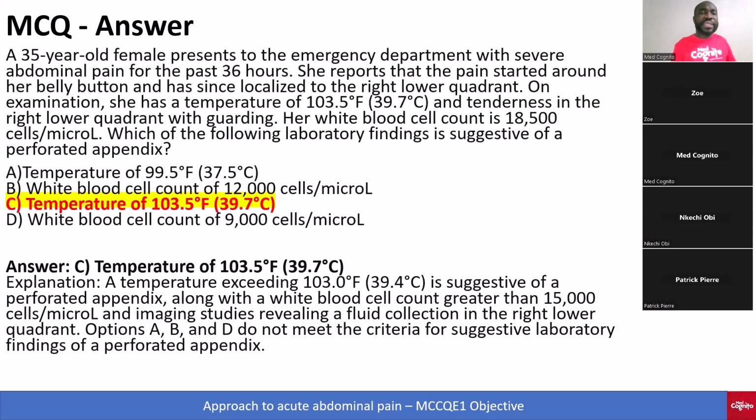Okay, I think we've hit it. So the answer is C. A temperature which exceeds 39.4 is suggestive of perforated appendix, along with white cell counts more than 15,000 cells per microliter, and imaging studies which reveal fluid collection in the right lower quadrant. So options A, B, and D do not meet the criteria.